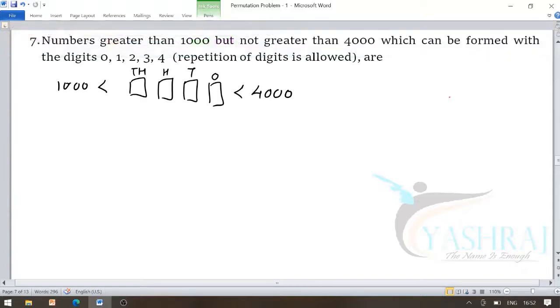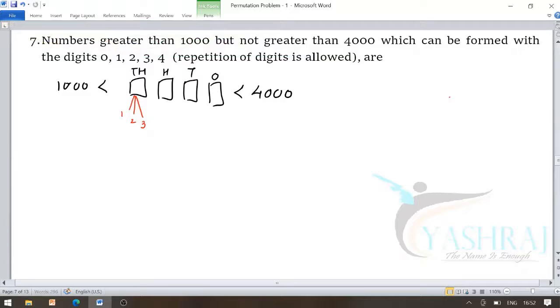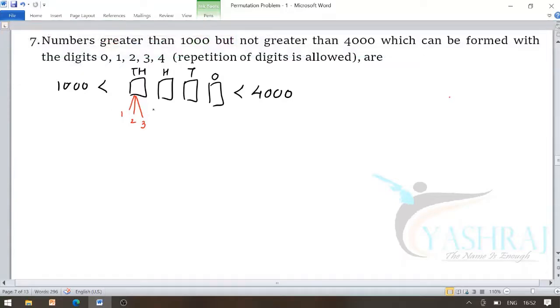So the number which is greater than 1000, we have the choices to fill up the first box by either a 1, 2, or 3. Among them any one digit can be filled in. Is it possible to fill in the 4? No, because once a number is 4000 something, it is greater than 4000. So we have only 3 ways to fill up the first box, that means any one digit among the 3 digits.